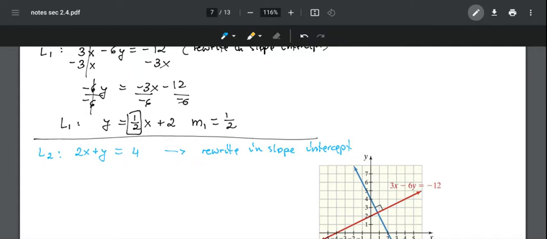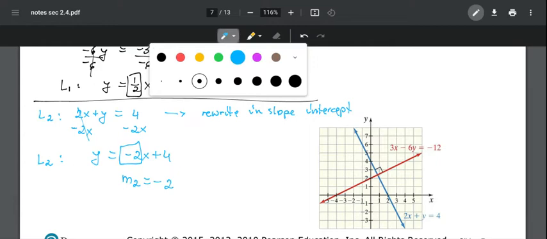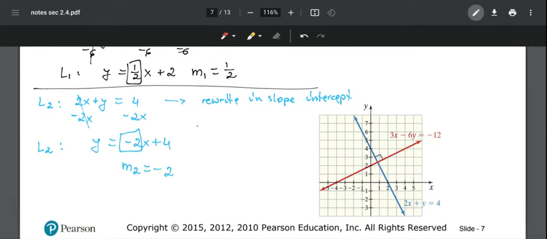So that means let's solve this equation for x. Let's subtract 2x from both sides. We're getting y equal negative 2x plus 4. Okay, so this is the equation of line 2 in the slope-intercept form, and this is our slope, m2 equal negative 2.